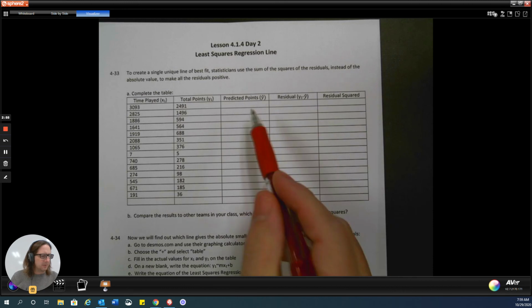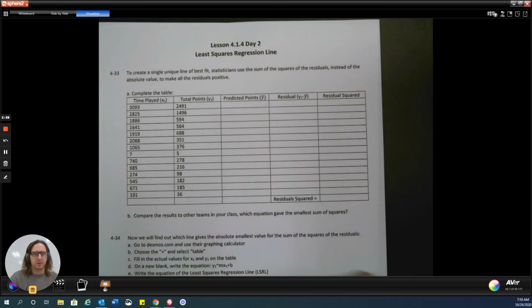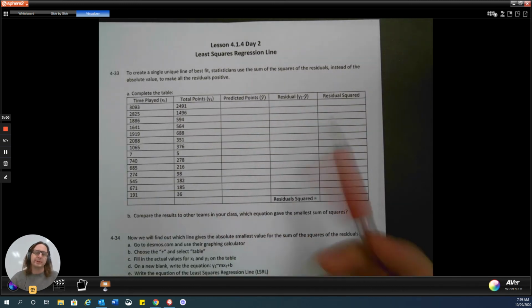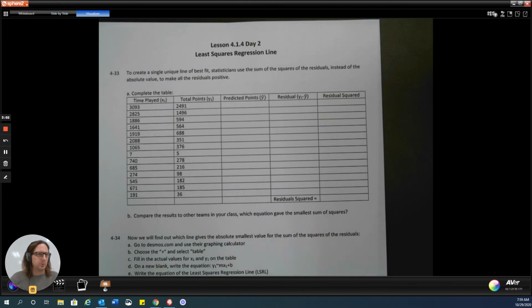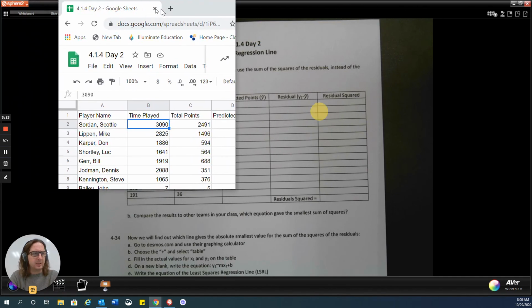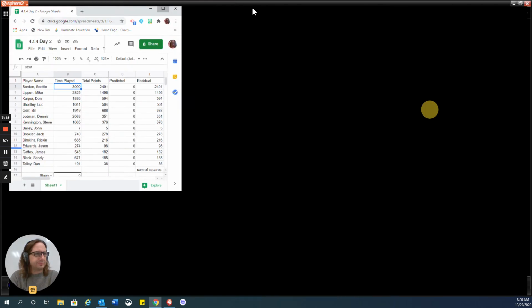Now, this could be a lot of work, especially if you have a calculator that doesn't do all this work for you. So I've made a Google Sheets that we can actually work with. It should be in your Google Classroom. It's easy enough to make, and I'll show you how to make it. But here's the Google Sheets that I've made.